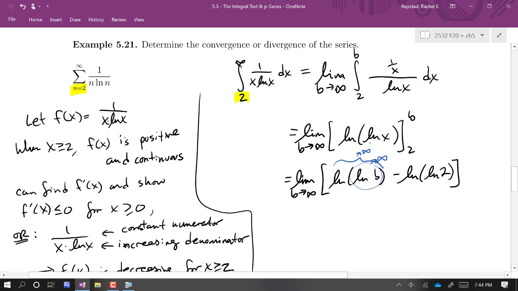It approaches infinity very slowly. I mean, if you throw ln of ln x into the calculator, it will make a slow crawl, but it will always be increasing, and there will be no upper limit to the values that it can attain. So it does in fact approach infinity, even though it does so slowly. So this improper integral diverges, and that means that our series diverges.